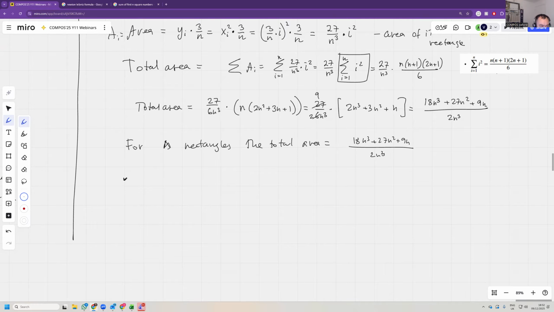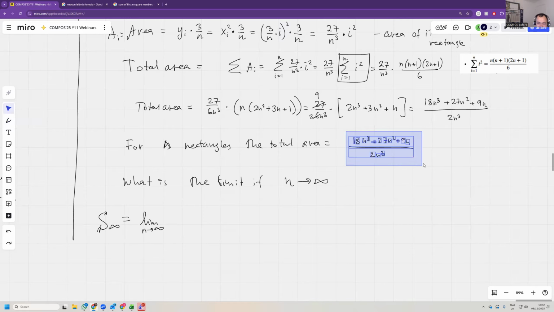What is the limit if the number of rectangles tends to infinity? So basically we make more and more rectangles. So S infinity is the infinity area. So the limit as n tends to infinity of 18n cubed, okay, unnecessary, of that value.